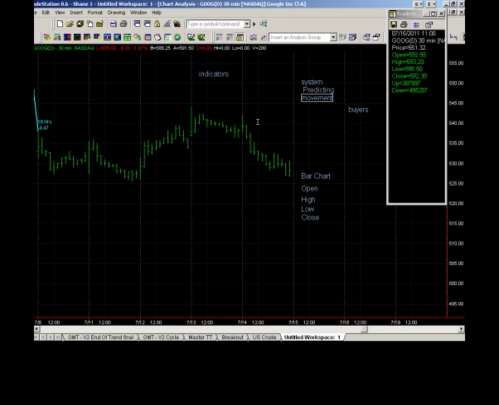Would adding additional indicators improve our system, or could it potentially not improve our system? So if your system is made up of indicators, does adding more indicators give your system a higher probability of predicting where price is going to move?